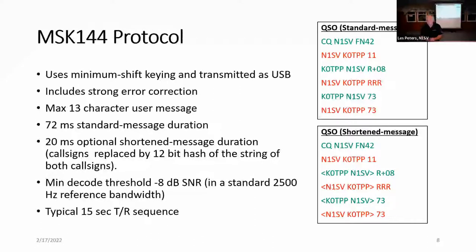You know, it's basically no signal reports, just grids or something like that. I'm trying to remember which one. But it uses fewer transmissions, basically. I mentioned that one of the neat things about the pings that I showed you were that they were all significantly above the threshold, the noise floor. You see here the minimum decode threshold is -8, so it's definitely not weak signal. And this TR sequence I mentioned before is 15 seconds.